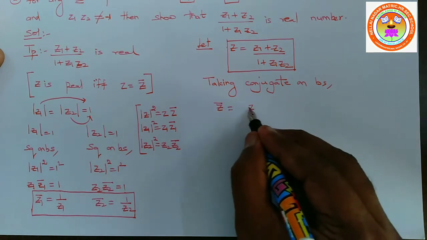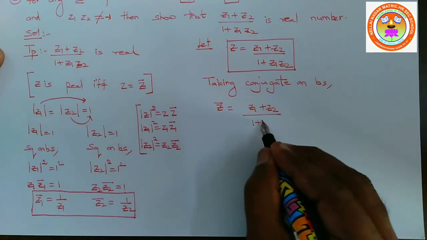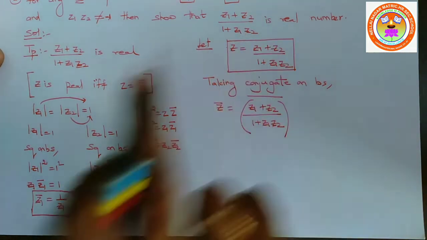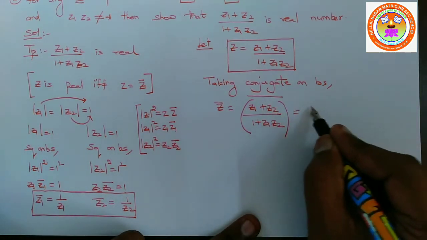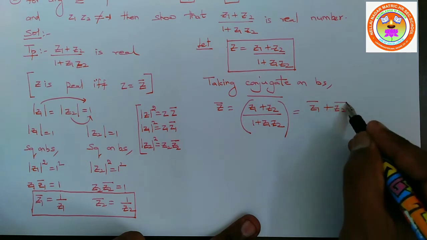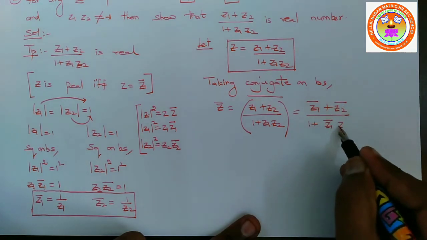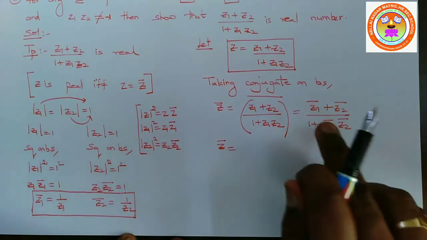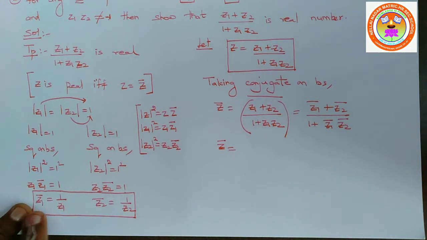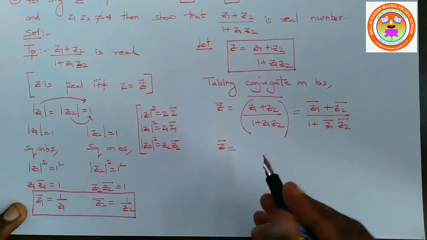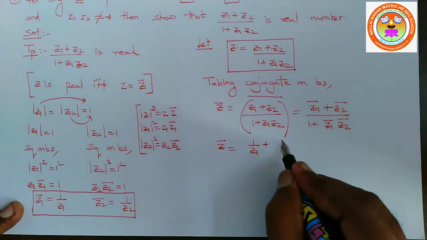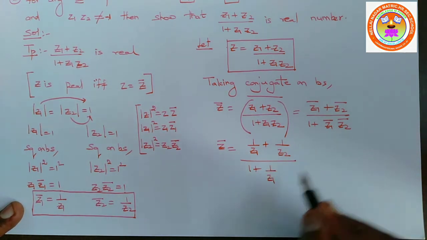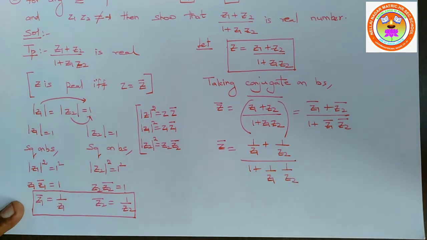z bar is equal to the whole bar of (z1 plus z2) divided by (1 plus z1 z2). Here also taking the whole bar. This whole bar I can take as z1 bar plus z2 bar divided by 1 plus z1 bar z2 bar. I can separate the bar for each and everything. So z bar is equal to z1 bar. What is z1 bar? See here, it is 1 by z1, plus z2 bar, which is 1 by z2, divided by 1 plus z1 bar, which is 1 by z1, times z2 bar, which is 1 by z2.